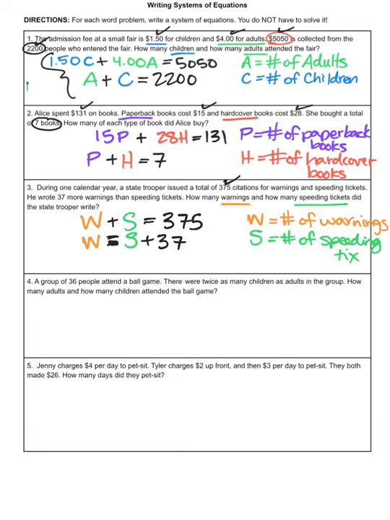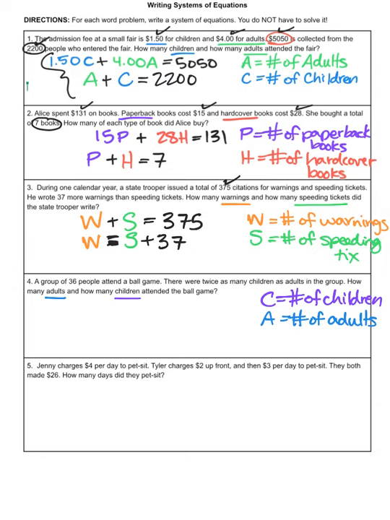The next example is kind of similar to the first 2, but with a dash of the third example in there. So we have a group of 36 people attend a ball game. There were twice as many children as adults in the group. How many adults and how many children attended the game? So just like all 3 of these, we're going to use that last question to tell us what our variables are. We have adults and we have children. So C equals the number of children, and A equals the number of adults.